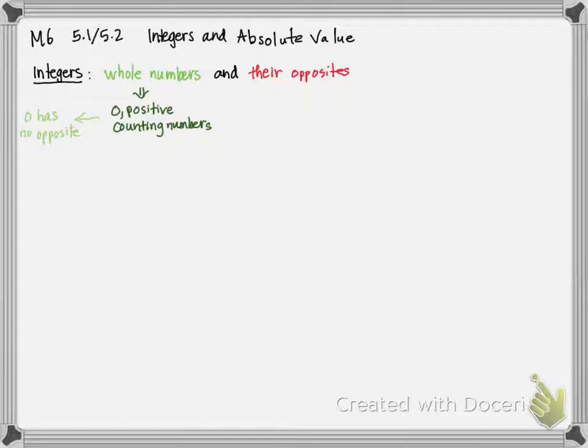Okay? So what are opposites? Well, in this particular case, they're going to be the negative counting numbers. So -1, -2, -3, and so on. Okay.